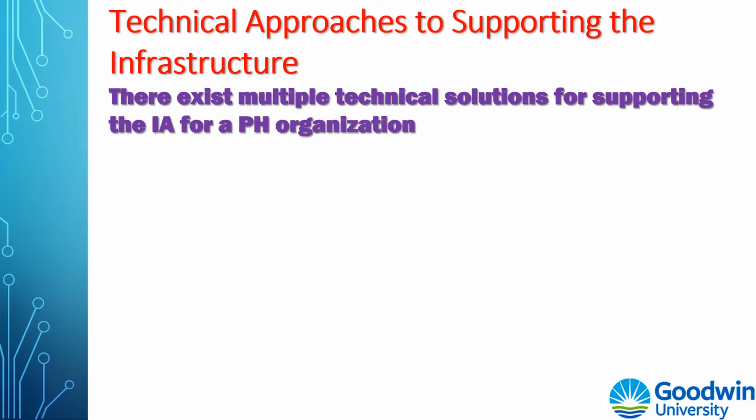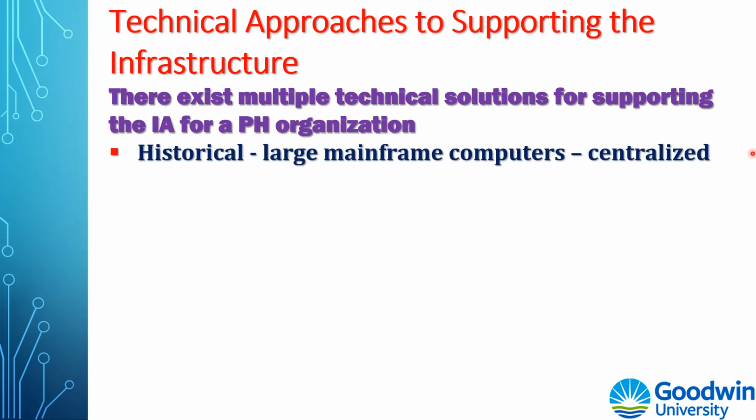So there exist multiple technical solutions for supporting public health in an architecture. Cloud computing is one way to do it. Historically, before there was cloud computing, the way it worked is we used large mainframe computers. We used to call them big iron, and they were centralized. In the beginning of health, when computers came into it, this was the only way we knew how to do it.